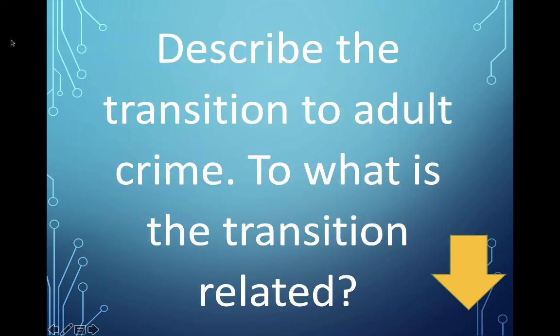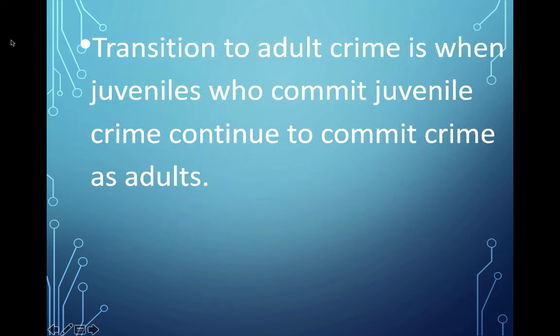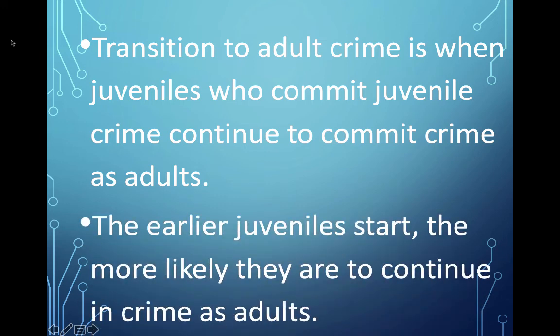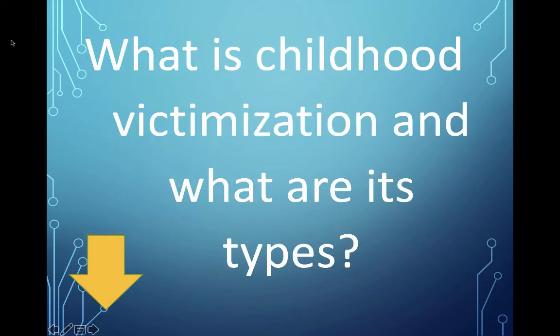Describe the transition to adult crime. To what is the transition related? Transition to adult crime is when juveniles who commit juvenile crime continue to commit crime as adults. The earlier juveniles start, the more likely they are to continue crime as adults.